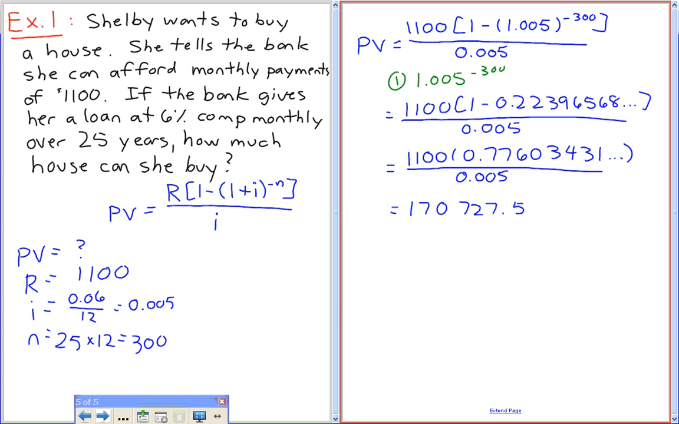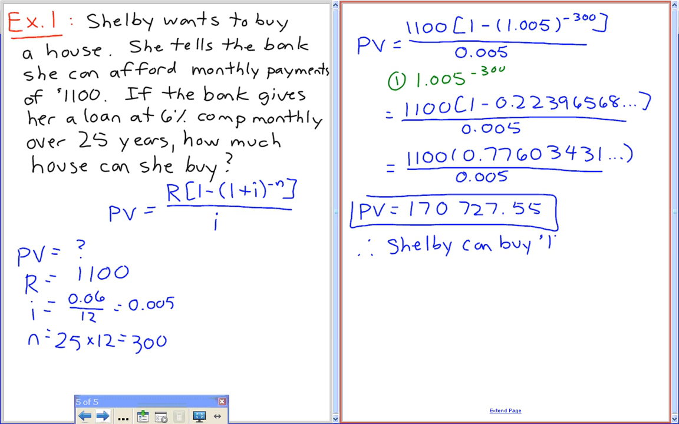Now, this is the scary part, not to scare you guys. I'm not here to scare you today. Somebody tell me what that means in English. About that much. So about that much: $170,727.55 worth of house.